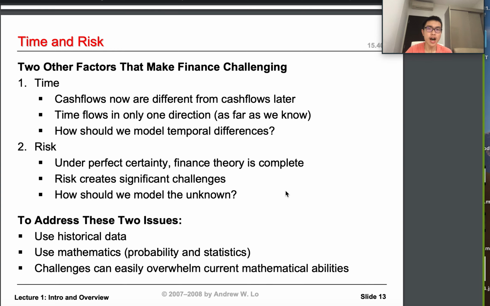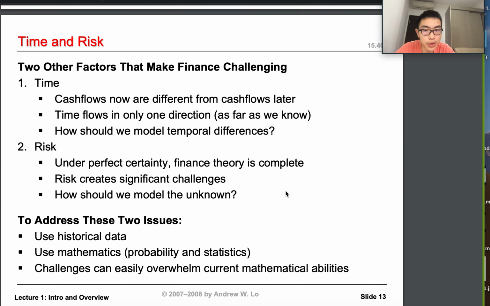And risk, under perfect certainty, finance theory is complete. But we don't have this perfect certainty. Risk creates significant challenges. How should we model the unknown? How should we manage our risk? Again, this is a subjective question. It isn't objective. There's no single rule to help us model the risk, minimize the risk. It is always, what I say, pretty hard challenge.